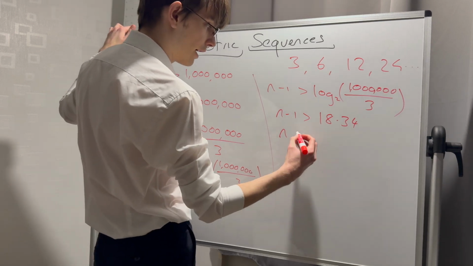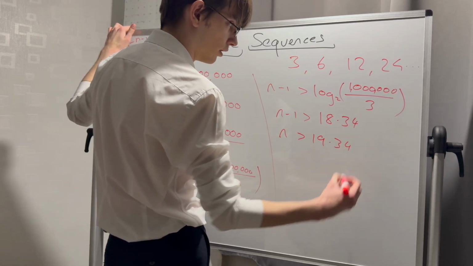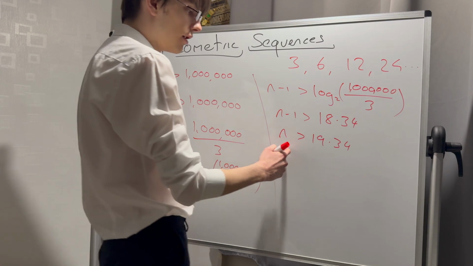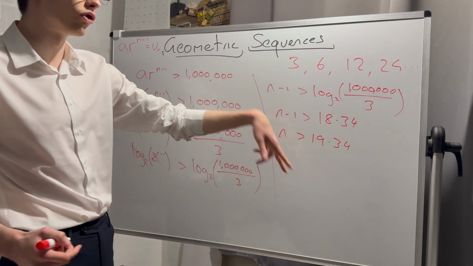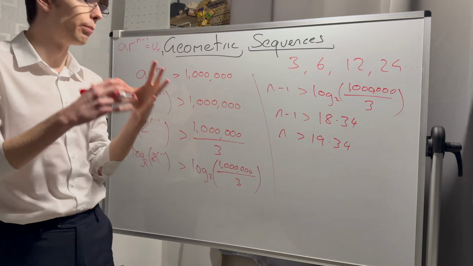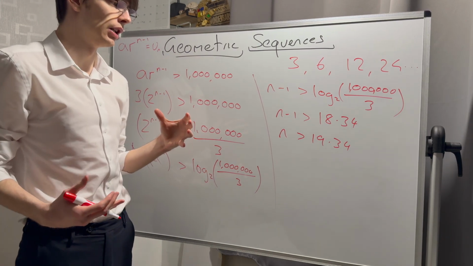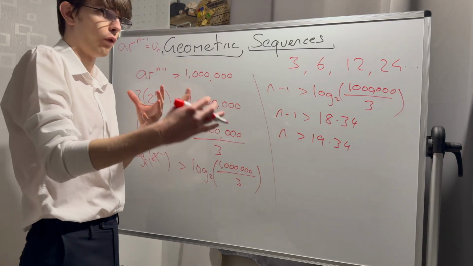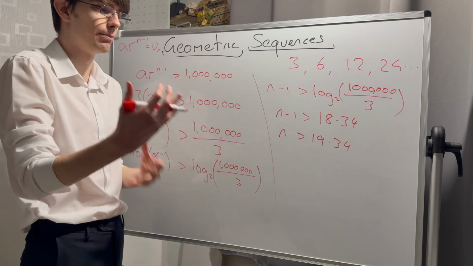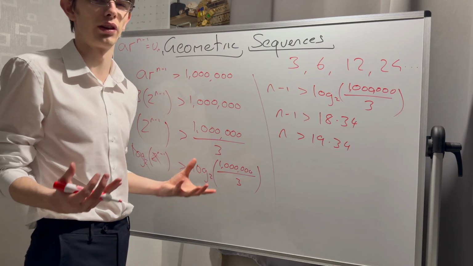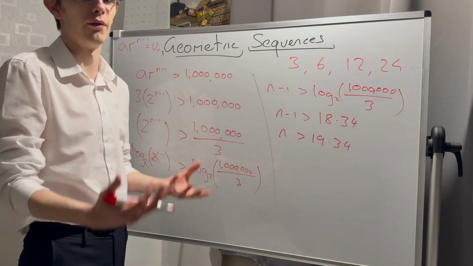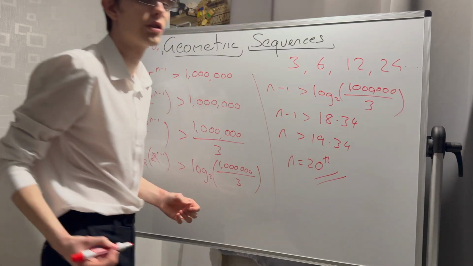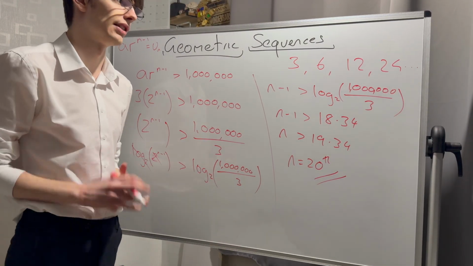So n must be greater than 19.34. Now, if n must be greater than 19.34, remember the question was, at what point do I exceed 1 million? So at n equals 19.34, the 19.34th term in the sequence, I'd technically be at 1 million, but we can't have a 19.34th term of the sequence. It's going to have to be the 20th term of the sequence that will be the first time I get over 1 million.